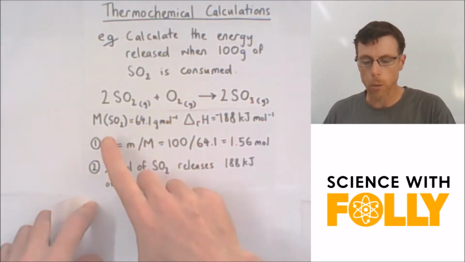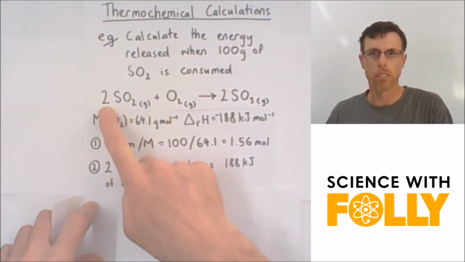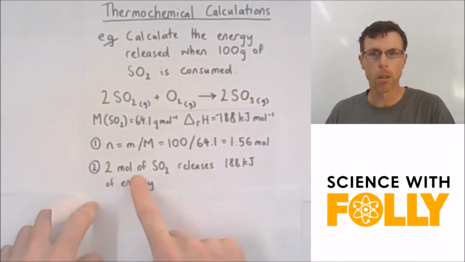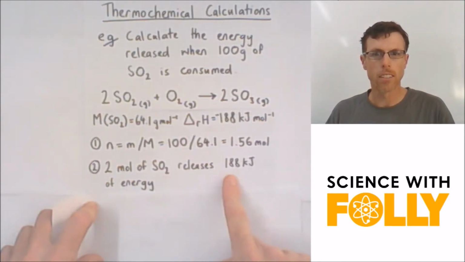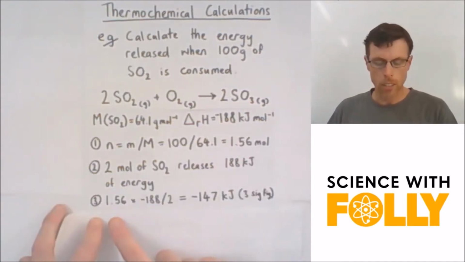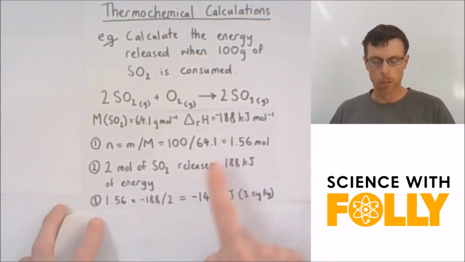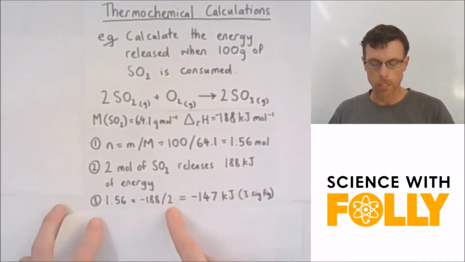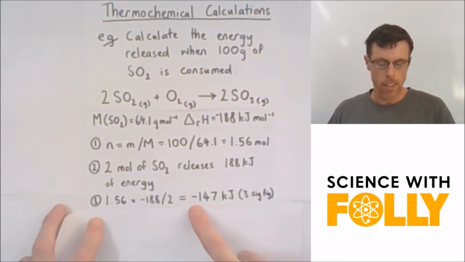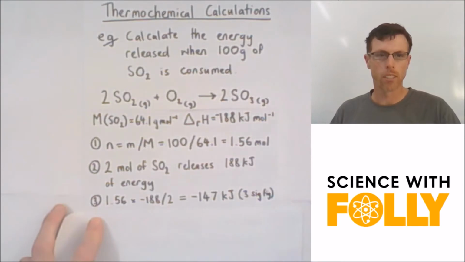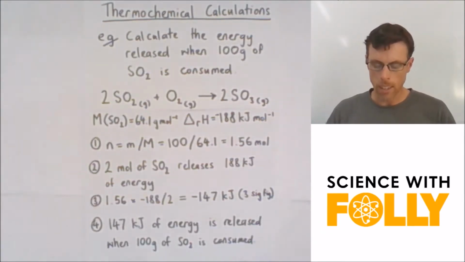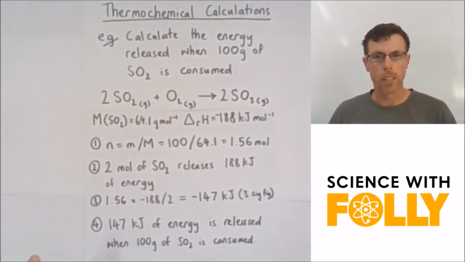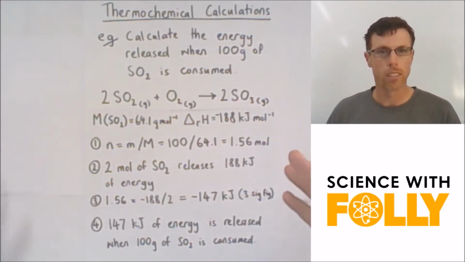Second, we look at this equation and we see there are 2 moles of SO2, so therefore 2 moles of SO2 releases 188 kilojoules of energy, as laid out here. Next, we multiply the number of moles by the enthalpy change, and we divide it by the 2 moles that we got here, and that gives us negative 147 kilojoules. So from this, we can say that 147 kilojoules of energy is released when 100 grams of SO2 is consumed.